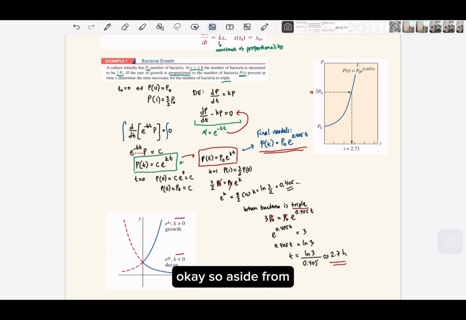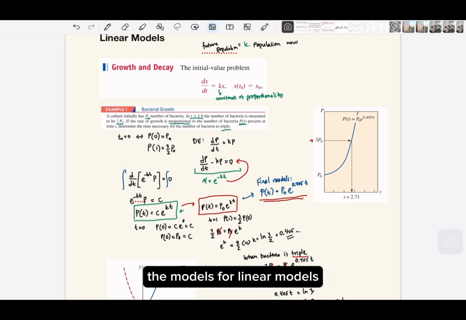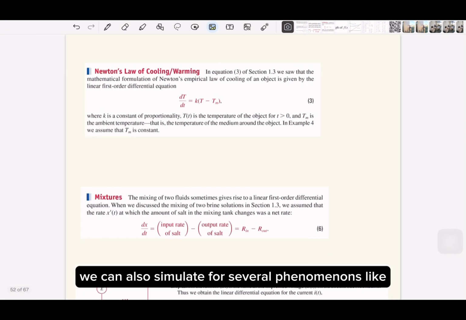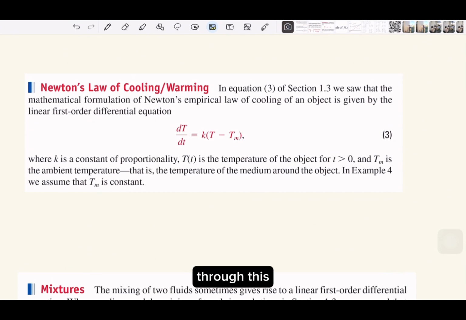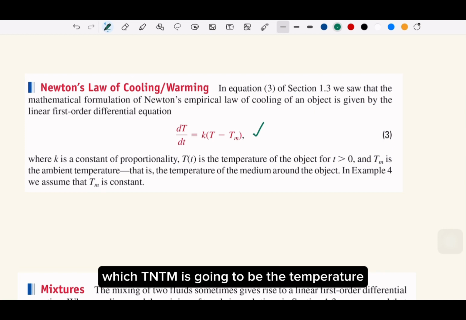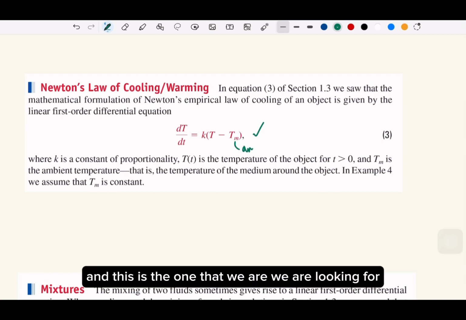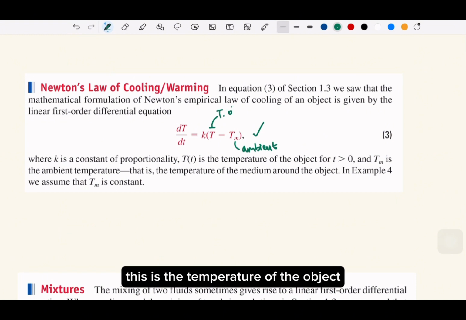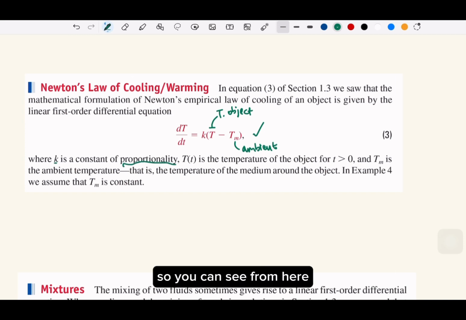Okay, so aside from population or growth and decay, with linear models we can also simulate several phenomena, like, for example, Newton's law of cooling or warming through this formulation here, in which T and Tm are temperatures, and Tm is the ambient temperature, and T is the one that we are looking for. This is the temperature of the object, and k is also a constant, a constant of proportionality.